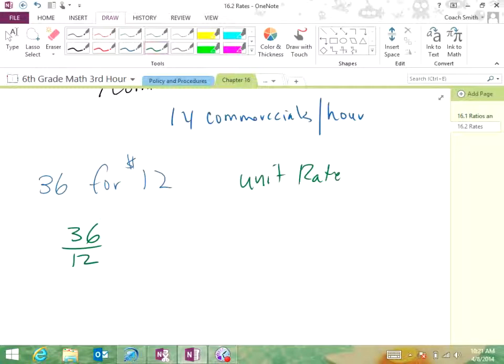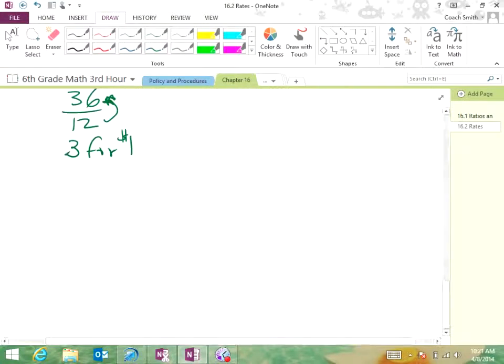Okay, so you're still going to have a label. It's just not going to look exactly like the ones we've done. Now, if I divide 12 into 36, 12 goes into 36 how many times? 3 times. So that's going to give me 3 for $1. So whatever we're buying, we're getting 3 for $1, since it's 36 for $12. Okay, I want you to do this one on your own.